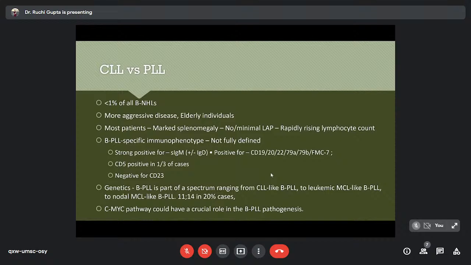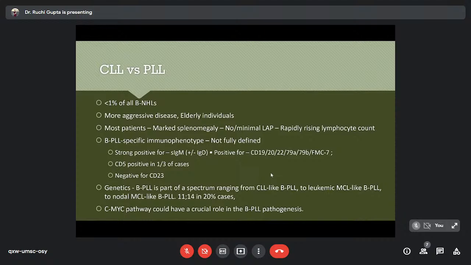There is no defined specific immunophenotype for PLL. It can be CD5 positive, it can be CD5 negative. It usually shows strong expression of the surface immunoglobulins, contrary to what is seen in CLL. And again, it will show good expression of CD22, CD20. Here, CD20 expression would be almost equal or even brighter than CD19, and even FMC7 can be positive.